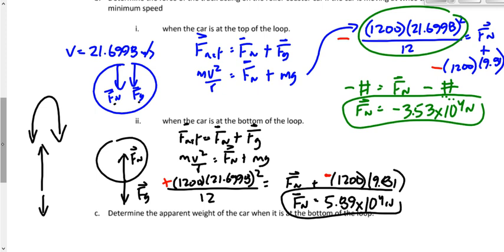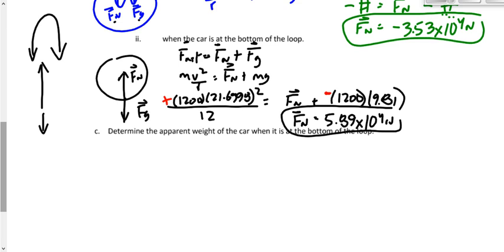C, determine the apparent weight of the car when it's at the bottom of the loop. This was a one-pointer, because all I wanted you to do is recognize that apparent weight is exactly the same as the normal force.